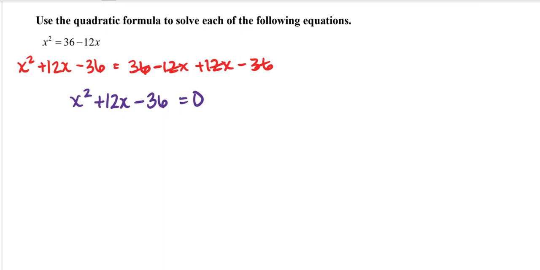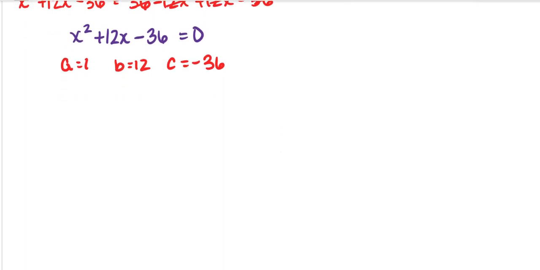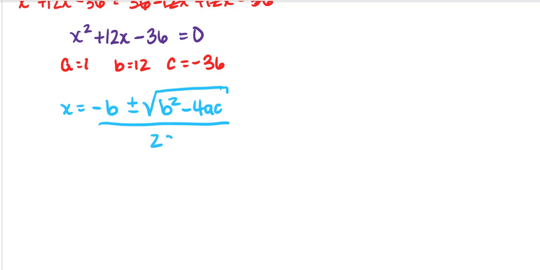And now we can use the quadratic formula. We need to identify our a, b, and c. So a is 1, b is 12, and c is negative 36. Let's plug that into the quadratic formula. So again, quadratic formula, let's write it down. x equals negative b plus or minus square root of b squared minus 4ac, all over 2a.